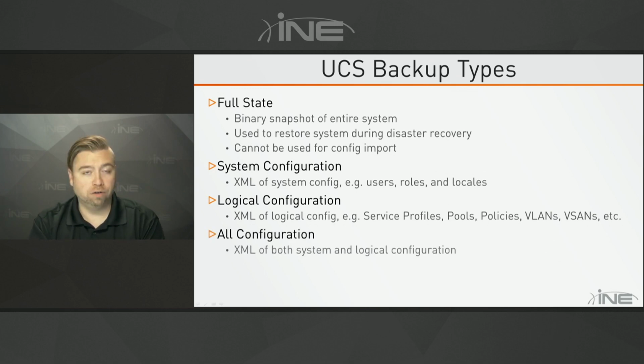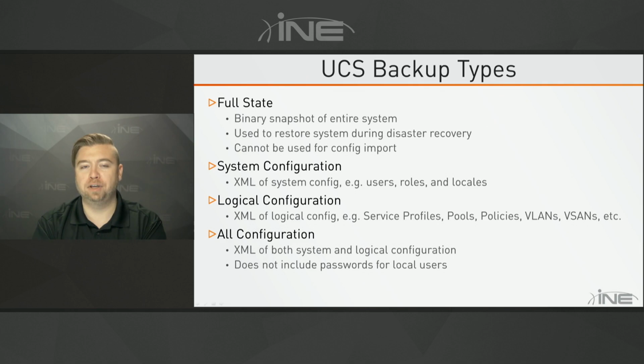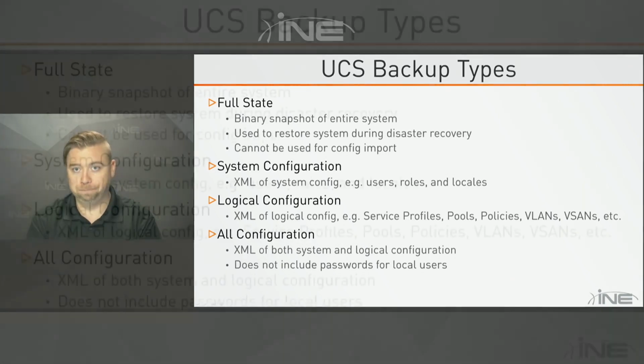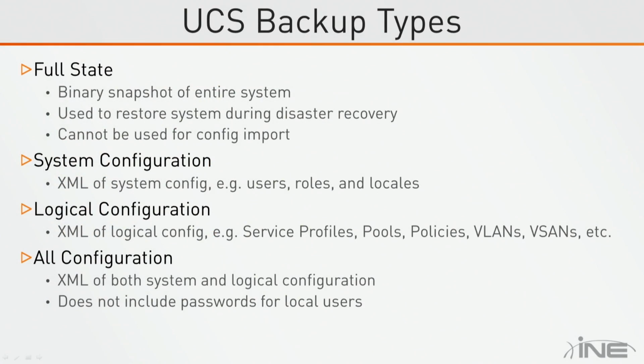And then the all configuration, hence the name, is going to be a combination of all of this, so both the system configuration and the logical configuration at the same time. Pretty much the only thing that the all config doesn't save is the passwords associated with the usernames. So if you want to restore the user database from the old FIs to the new ones, you have to use the full state, which again is the binary backup. It's basically the equivalent of doing a write erase and reload on the fabric interconnects, and then you can restore from the full state.